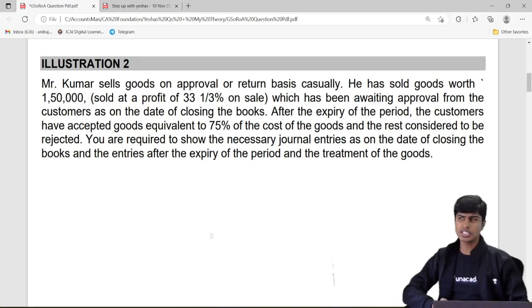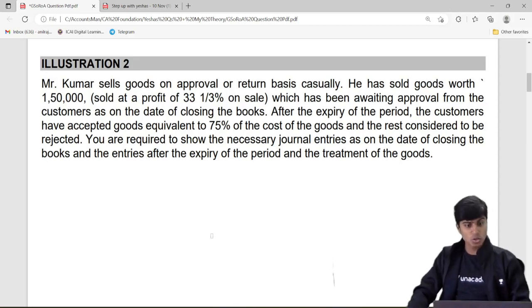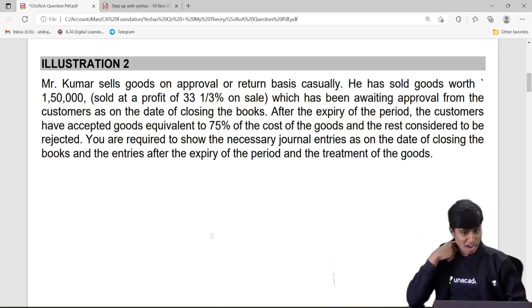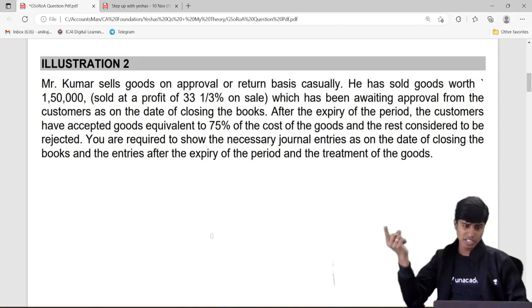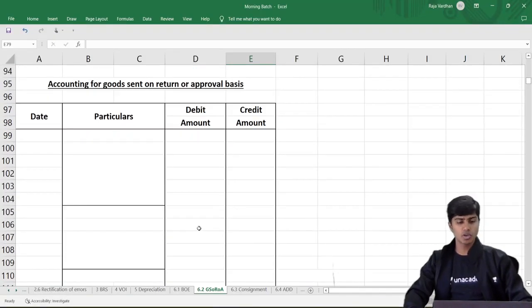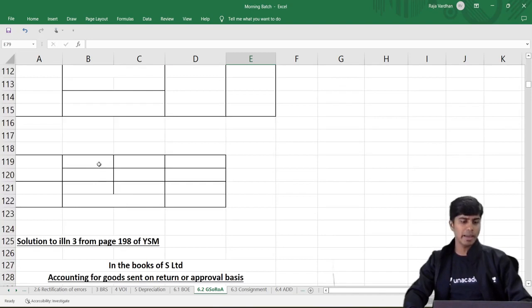33 1/3% on sale is 33.33% on sale, which has been awaiting approval from customers as on the date of closing books. So we are now going to write only closing entry. We are not going to write the sales entry. After the expiry of the period, customers have accepted goods equivalent to 75% of the goods and the rest considered to be rejected. You are required to show necessary journal entry. Let's do it in the books of Mr. Kumar.